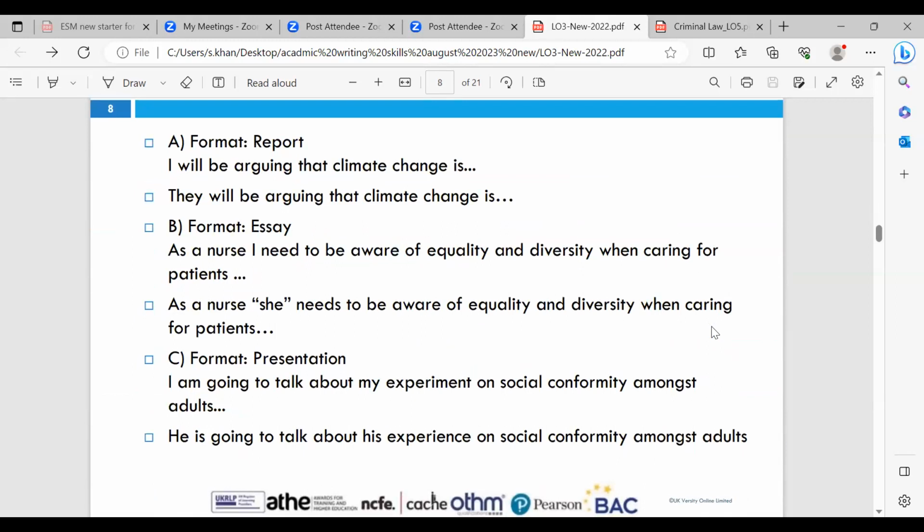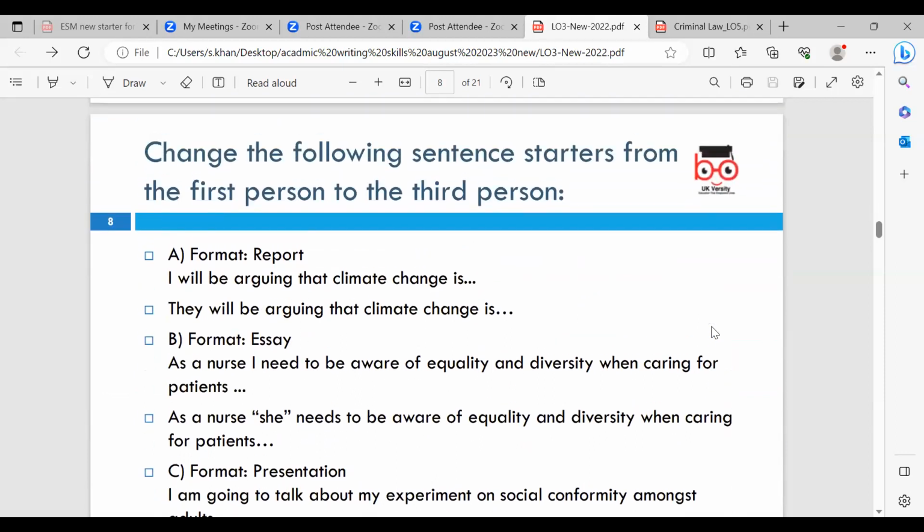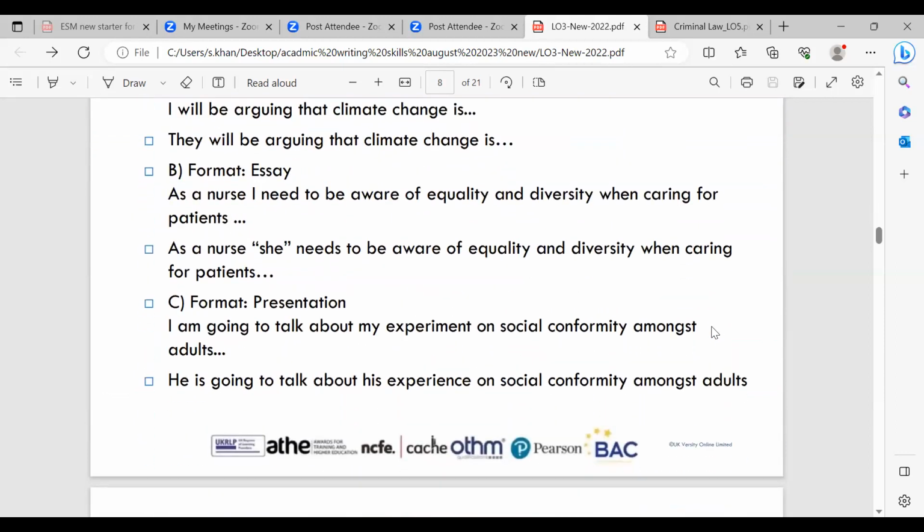Now, in a formal report, this is just examples, I will be arguing that climate change is, so that's a first person, okay? So it's changing from the first person to the third person. Now, if you had to change that sentence, you would say they. That's the third person. They will be arguing that climate change is.